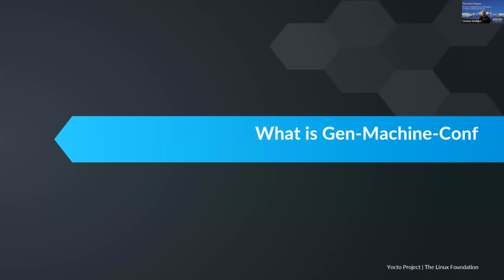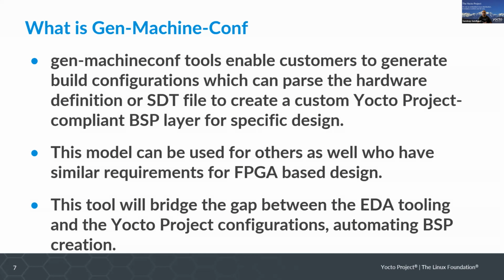So what is the Gen-Machine-Conf tool? Basically this tool enables customers to generate the build configuration, which can parse the hardware definition or the system device tree to create the custom Yocto project BSP layer for a specific design. And this model can be used by others as well who have a similar requirement for FPGA design, not just for the AMD FPGA devices. Basically, this tool acts as a bridge between the EDA tooling and the Yocto project configuration to automate the BSP creation.